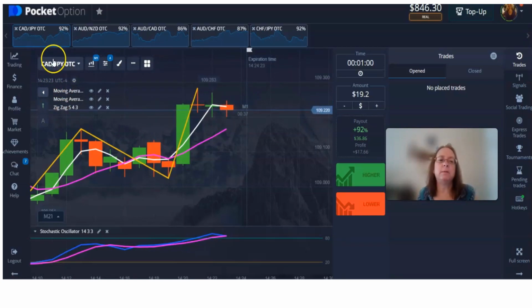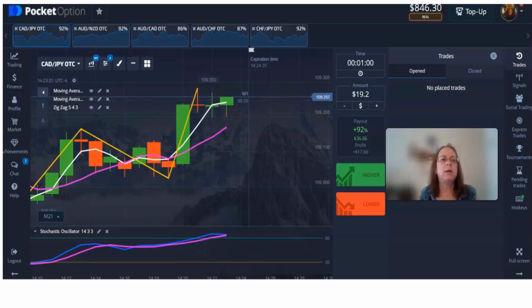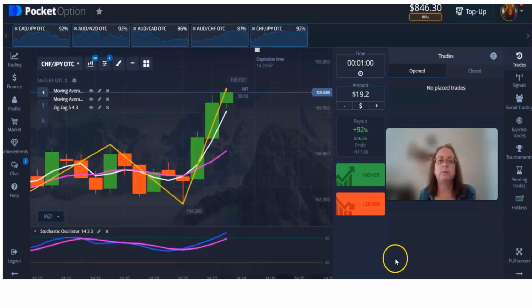Just be very careful with your entry points. So let's see what we can find with the next trade. And normally I don't trade two currencies in a row. I usually look for another currency pair. So I kind of broke my own rule there. So let's see what we can find here.